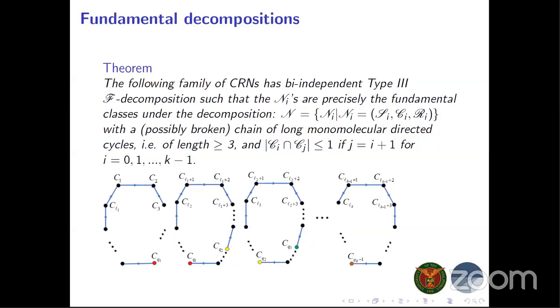We now go to the following theorem. The following family of CRNs has a bi-independent type 3 F decomposition such that the N sub i's are precisely the fundamental classes under the decomposition N, with a possibly broken chain of long monomolecular directed cycles of length greater than or equal to 3. Okay, so each subnetwork has length greater than or equal to 3. And the two consecutive subnetworks have at most one common vertex.